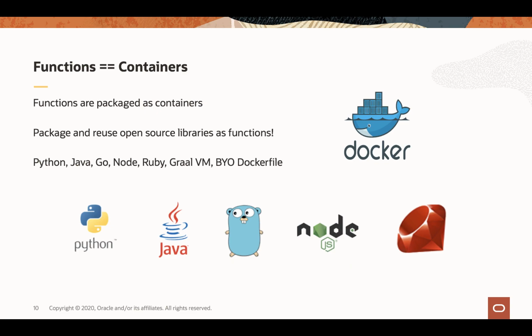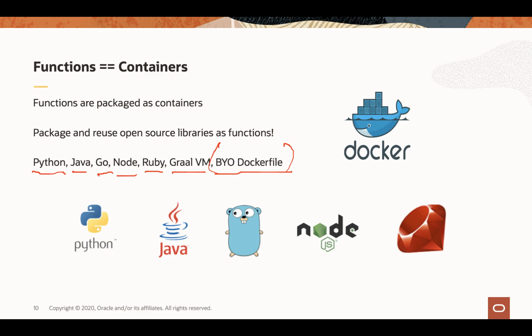Functions equal containers. So these functions are packaged as containers, and you can use open source libraries as functions, and you can use Python, Java, Go, Node.js, Ruby, GraalVM, and bring your own Dockerfile. Okay. So if you are using a function and you know how it should work, then you can bring your same Dockerfile from another platform and run it here.